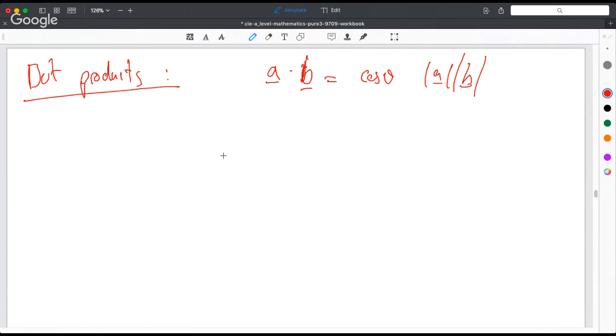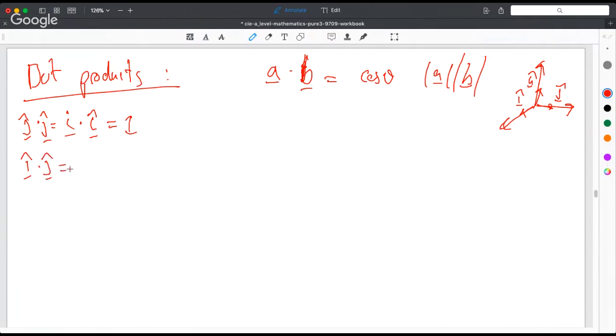Okay, so we figured out what the dot products were for I and J and so on. The dot product for I with itself was 1, the same for J, the same for K. We figured that must be true because of the way they were defined, right? Because I was at 90 degrees to J, and that was at 90 degrees to K. So if we put 90 in here, we get 0. That means I dot J has to equal 0. Okay, so that was fine.